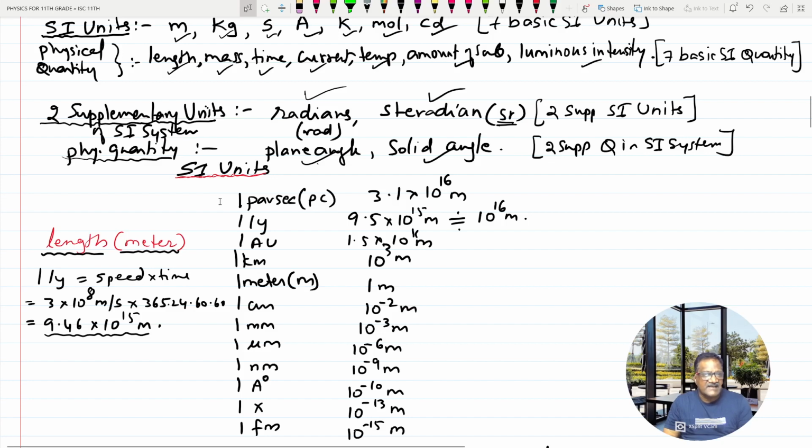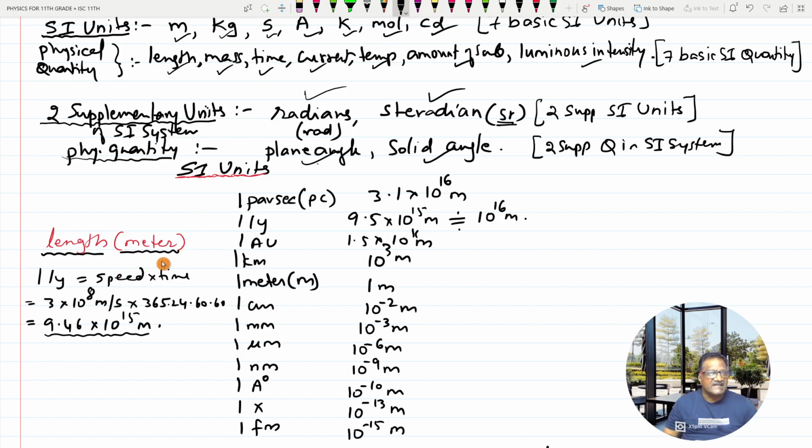So SI, as I told you, is a system. In this system, you have 7 fundamental quantities. Which are the 7 fundamental quantities? As I told you: length, mass, time, current, temperature, amount of substance, and luminous intensity. These are the 7 fundamental physical quantities in the SI system. Out of these 7, we are going to take the first one, that is length.